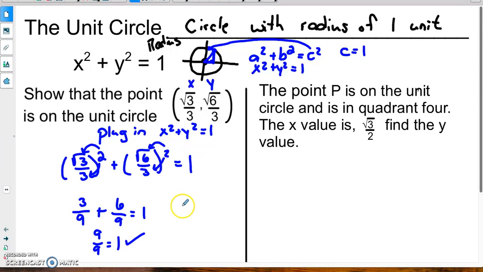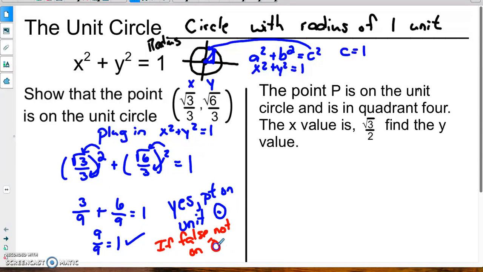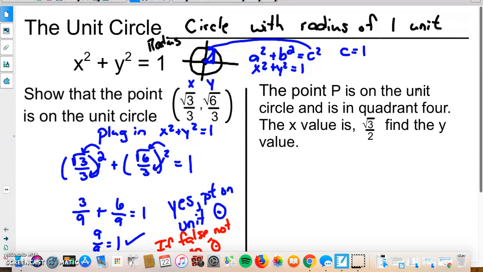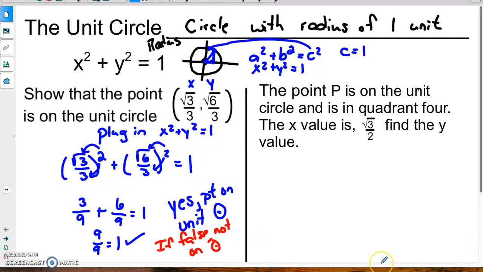So to finally answer it, is that point on the unit circle? Since it gave us an answer of 1, yes, the point is on the unit circle. Again, if it was a false statement, it would not be on the unit circle. Right? It's as simple as that using the formula. When we're working with the next problem, the point P is on the unit circle and is in quadrant 4. The x value is radical 3 over 2. Find the y value.